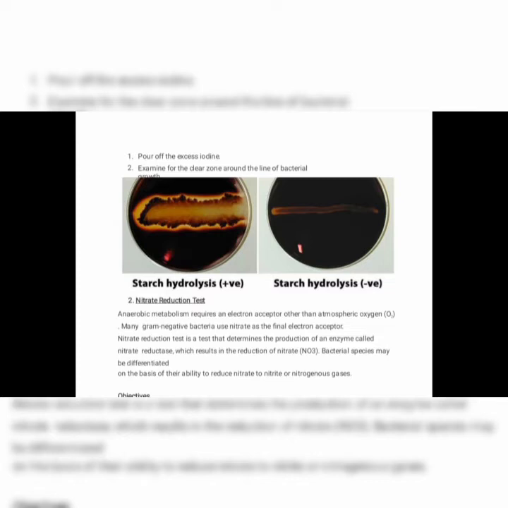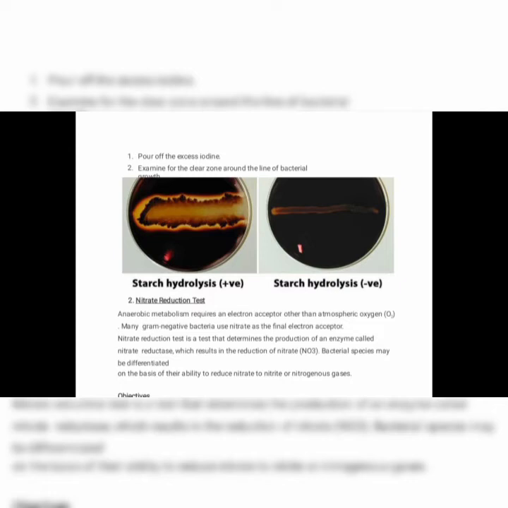After we have incubated our bacteria for 48 hours at 37 degrees centigrade, then we have to pour off the excess iodine. Then we have to flood the iodine on that media, and then we will examine the dark zones around the line of bacterial growth. If there is a clear zone in the center of that media where we streaked our bacteria, that shows that starch has been hydrolyzed over there.